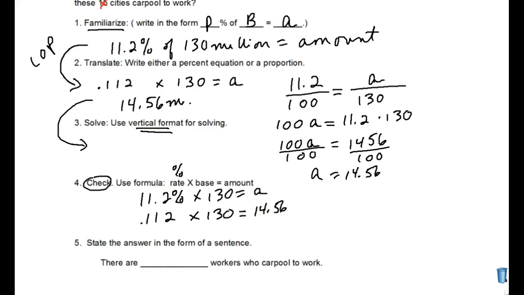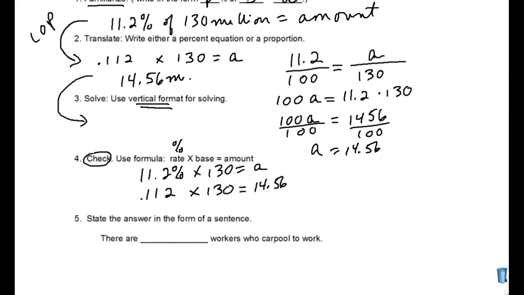Then we want to state the answer in the form of a sentence. There are 14.56 million, don't forget the million, workers who carpool to work. If you want to write that out, here's what 14.56 million looks like. Move my decimal 6 places to the right.